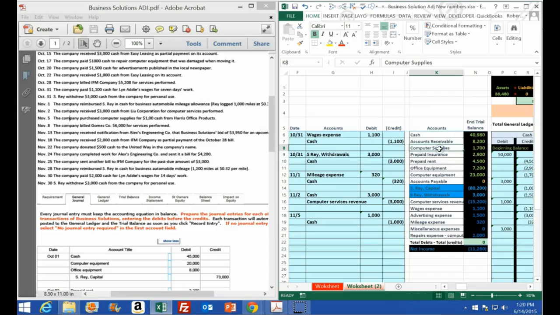Computer supplies, I see it up here, and it's an asset. You might be thinking, well, supplies, it should be an expense. Why is it an expense? It will be an expense when we use it, when we consume it for use. So we bought it as an asset. As we consume it, we should expense it.